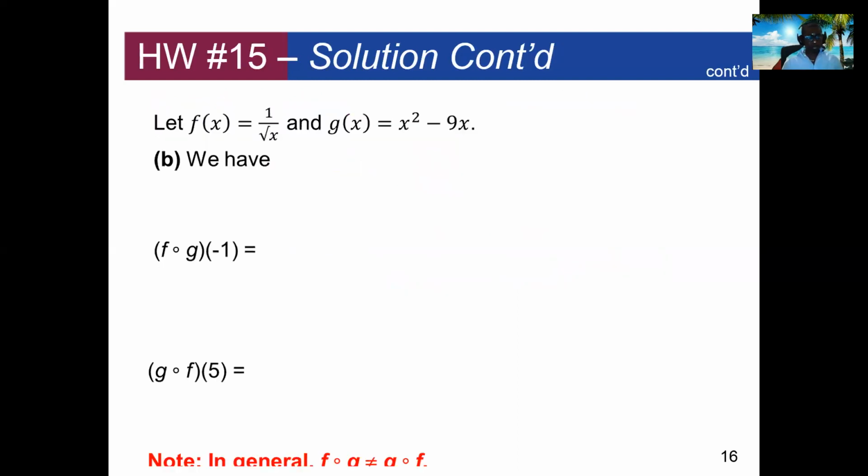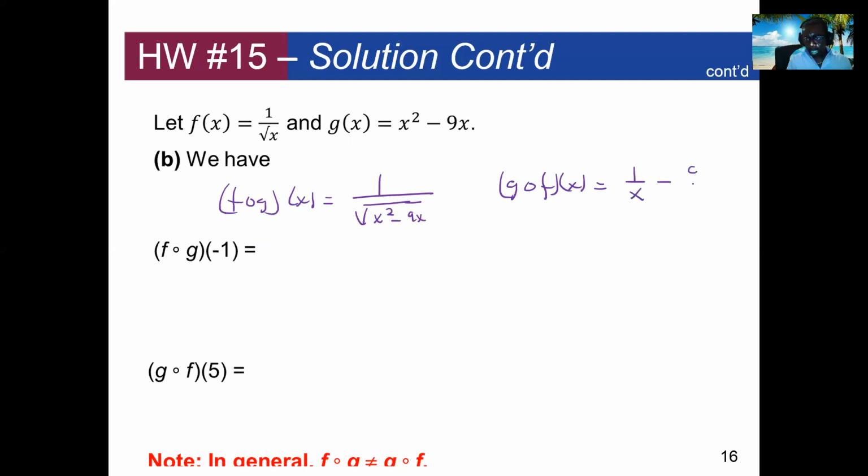All right, now part B of the question says that we should evaluate this at f of g. Okay, we remember our f composed with g. We got 1 over the square root of x squared minus 9x. And then the g composed with f, we also had 1 over x minus 9 over the square root of x.